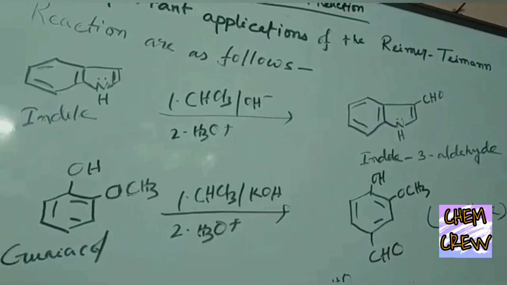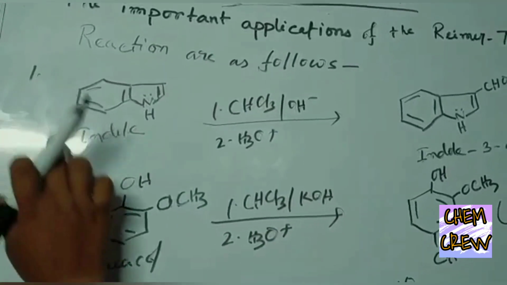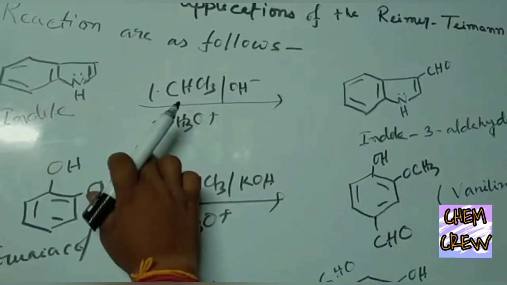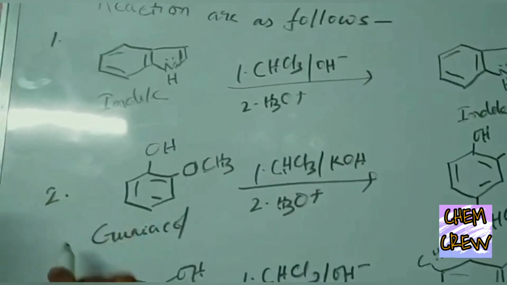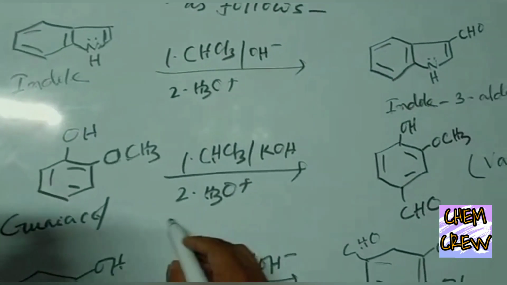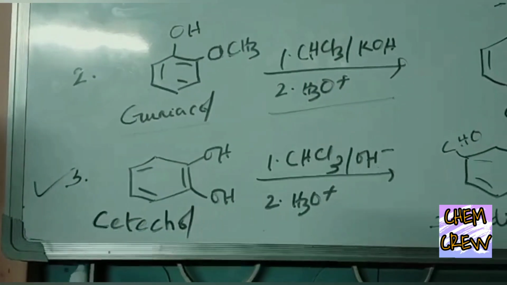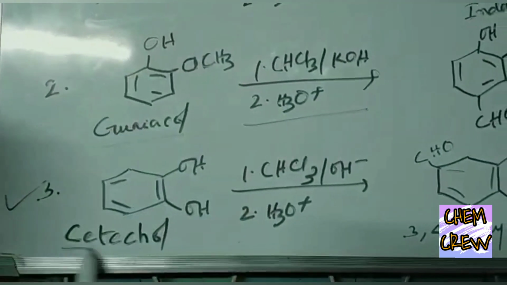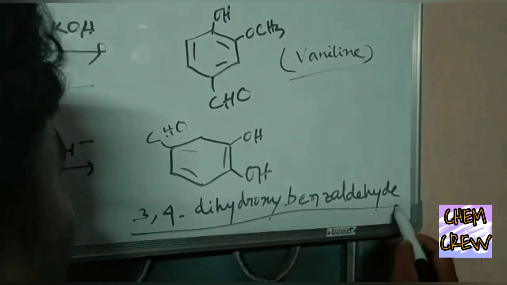The important applications of the Reimer-Tiemann reaction: 1. Indole reacts with the Reimer-Tiemann reagent and produces indole-3-aldehyde. 2. Guaiacol reacts with the Reimer-Tiemann reagent and produces vanillin. 3. Catechol reacts with the Reimer-Tiemann reagent and produces 3,4-dihydroxybenzaldehyde.